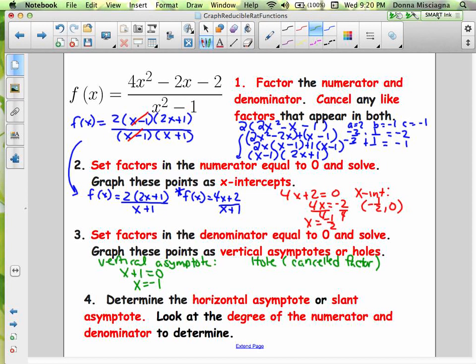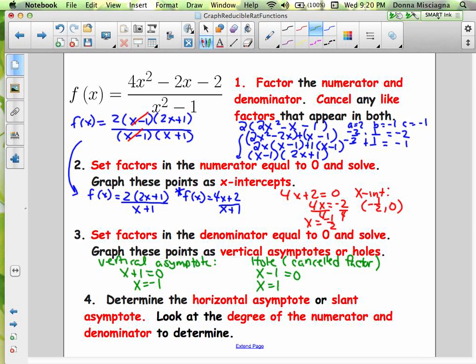By the way, I don't know which ones are in your notes because I don't have them in front of me, so just pay close attention. All right, so the hole's the canceled factor. We canceled an x minus 1. So where x minus 1 equals 0, or x equals 1, is where the hole is.